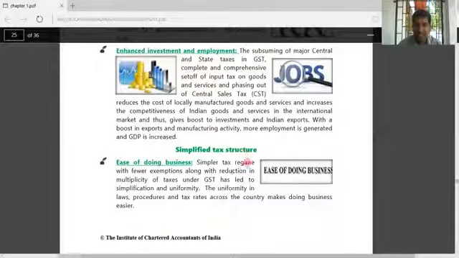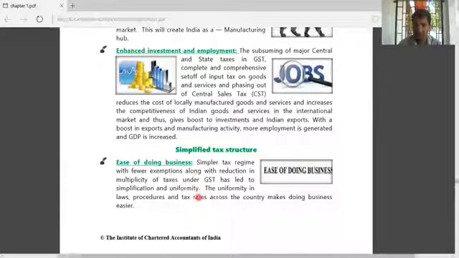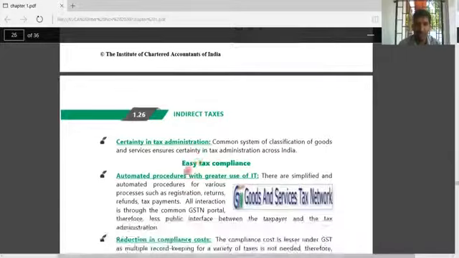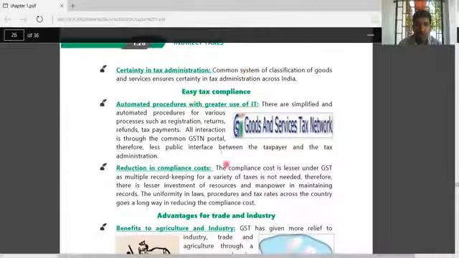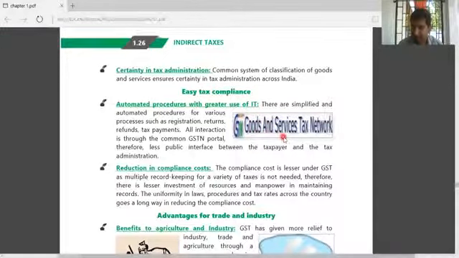Then simplified tax structure and ease of doing business. So there is not much complication. Both central government and state government levy taxes, ease of doing business. Then certainty in tax administration. So tax administration becomes much simpler. Then automated procedures with greater use of IT. We have already discussed that we have created the GST Network, a Section 8 company. They are maintaining the GST portal. So IT facilities are introduced and automated procedures are there.